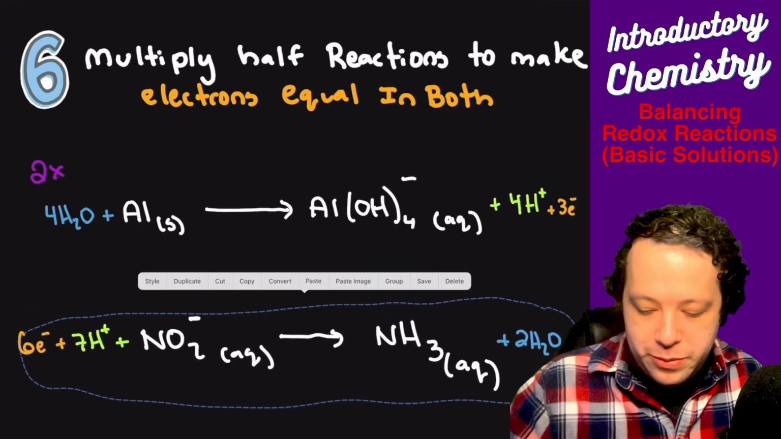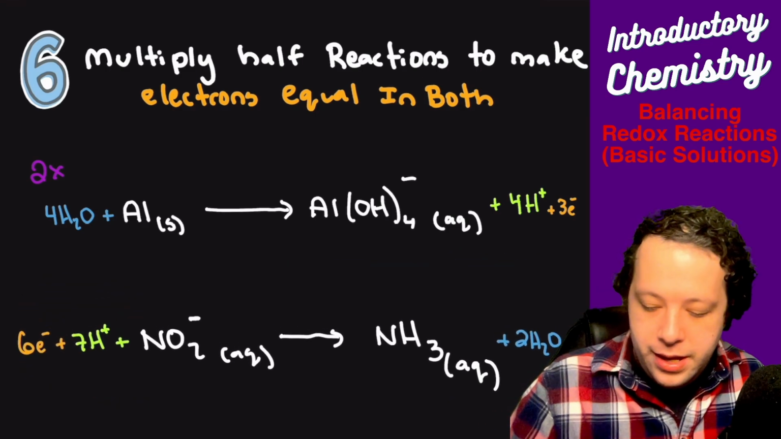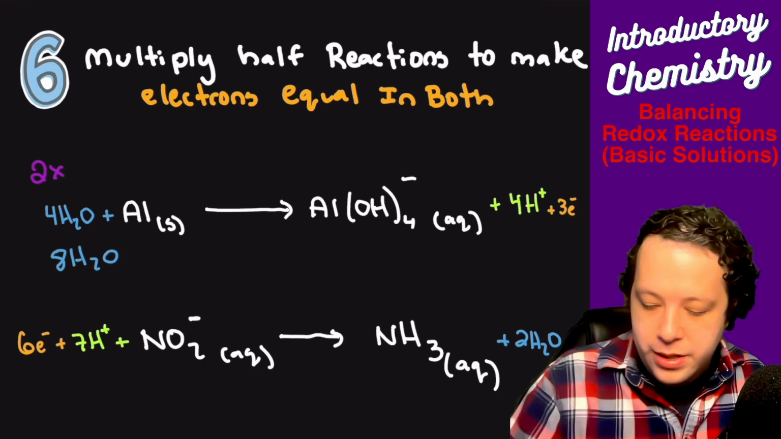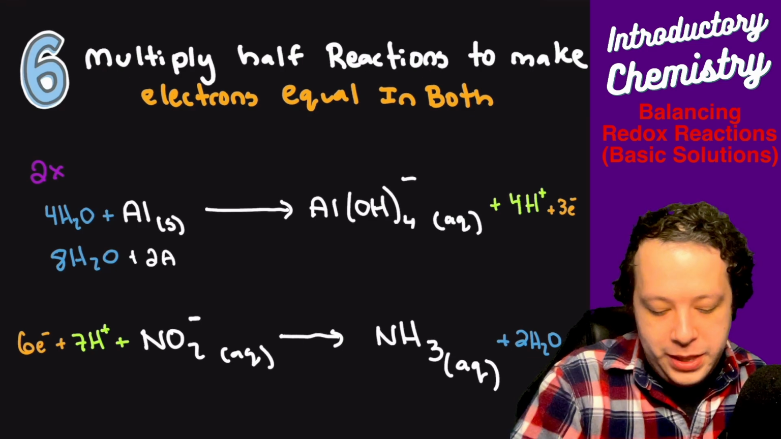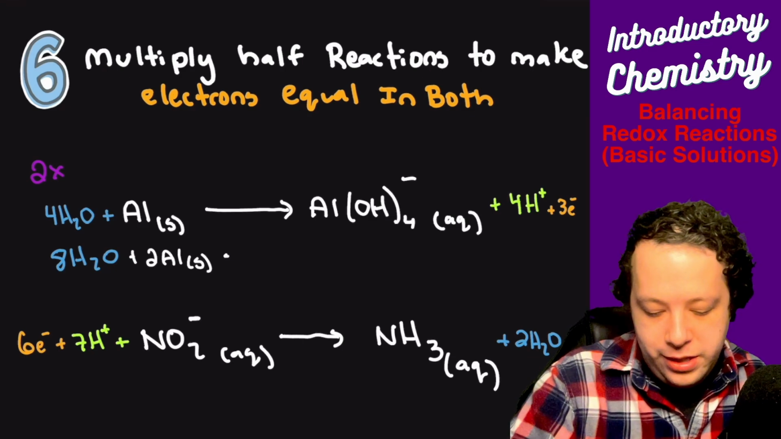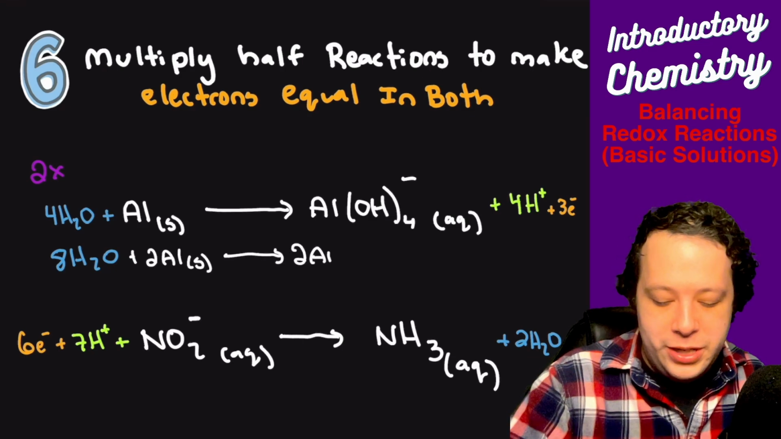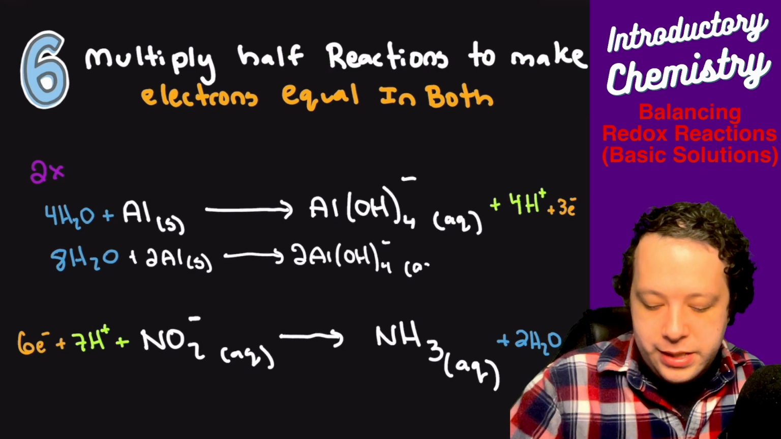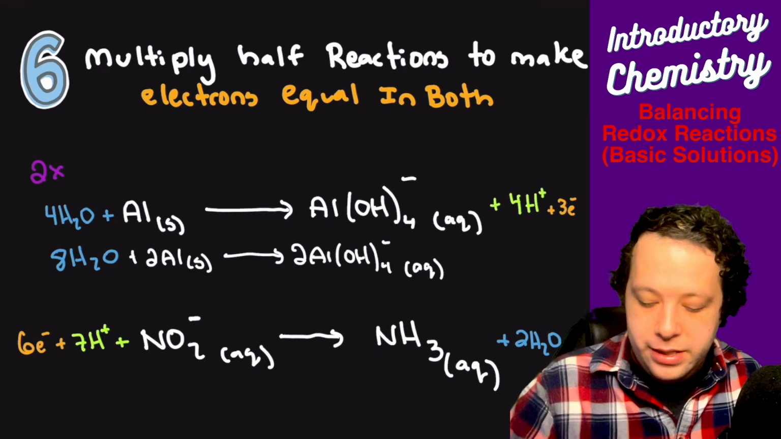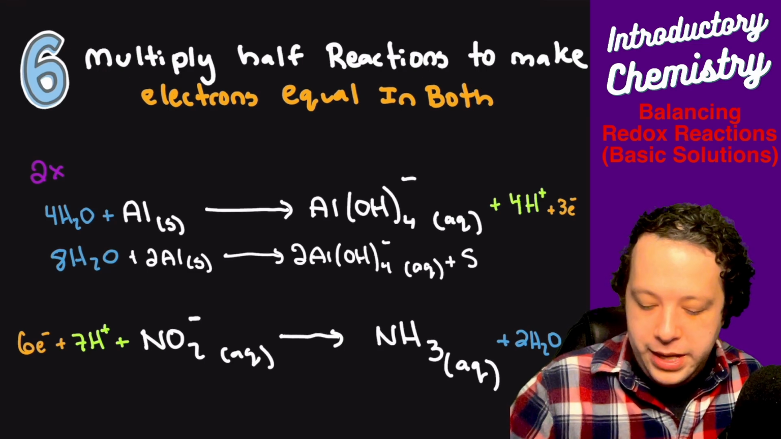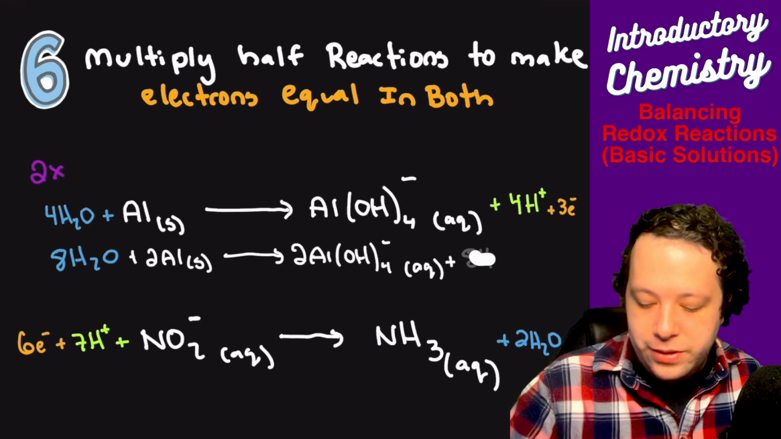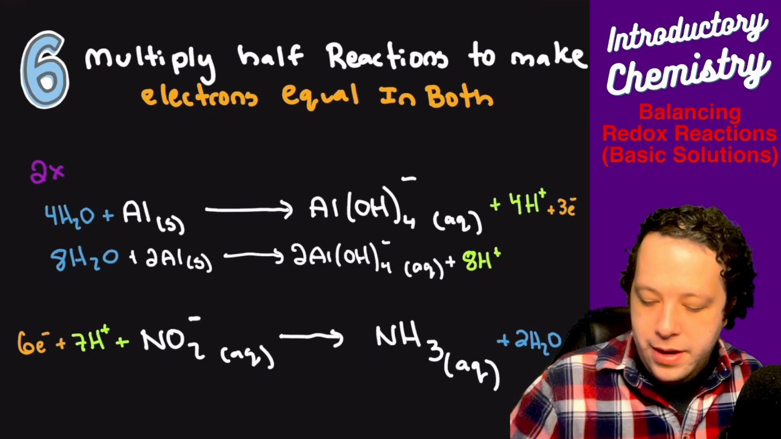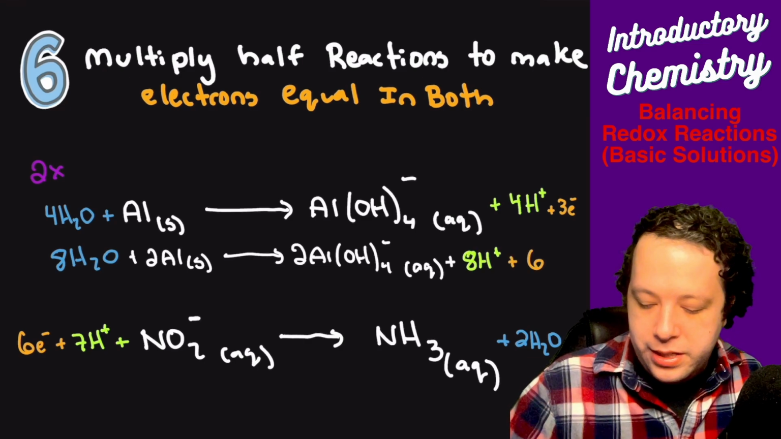When we do that, we're going to be redoing our math for all of our coefficients. So I'm going to move this down a little bit. And what that means is I'll have 8 waters. I'm going to have 2 aluminums, being that I'm multiplying everything. Then I'll have 2 aluminum hydroxides. The big thing is that it's going to keep everything charge balanced, but it's also going to make it so that our electrons will cancel later, which is our big thing, right? 8 hydrogens. And then we have our 6 electrons.